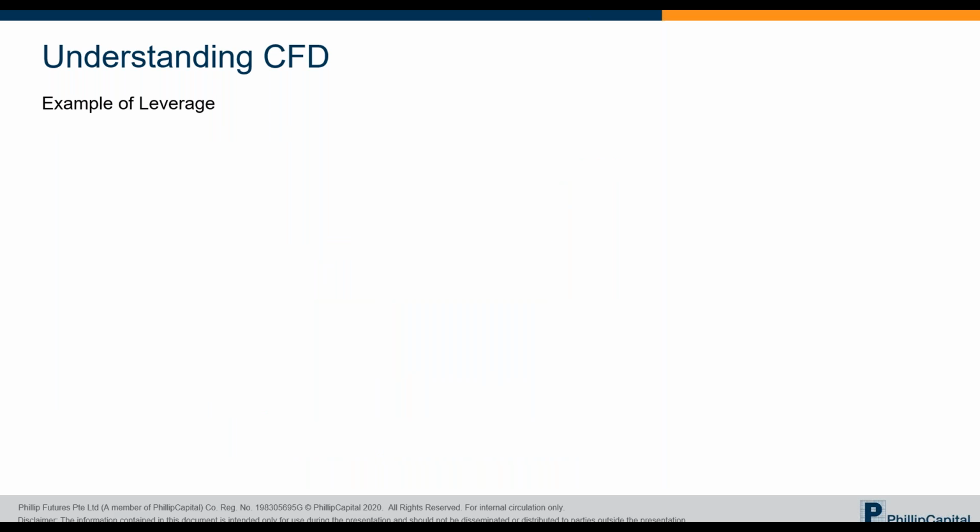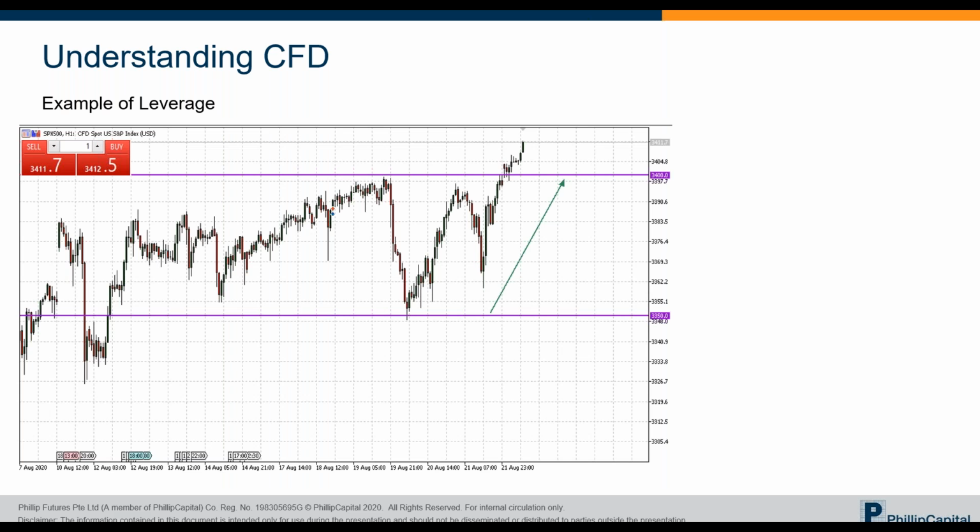Okay, to zoom further into an example of how leverage can affect your P&L in an actual real-life trade, this chart here shows the hourly price movement of the S&P 500 in August. Assuming you buy into this contract when the index is at 3350 and the margin required is 10%, which is USD 335, this also means that the leverage is 10 times.